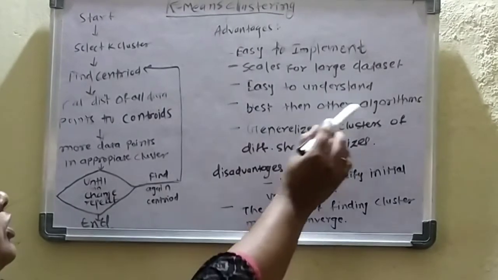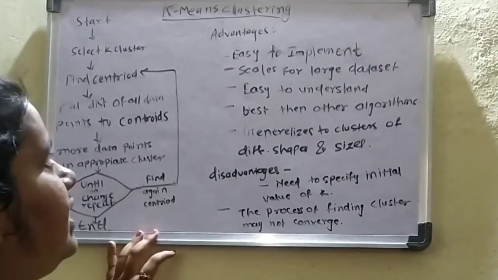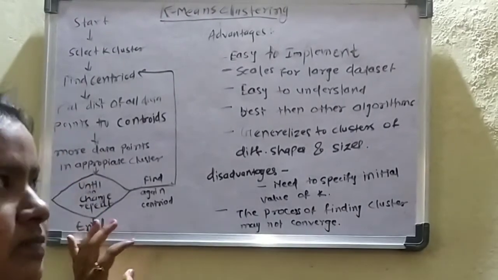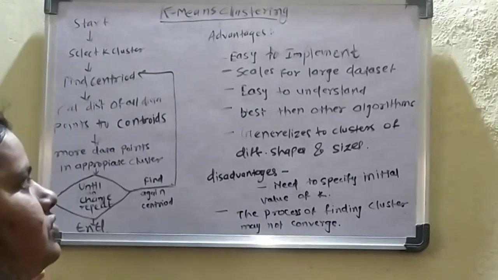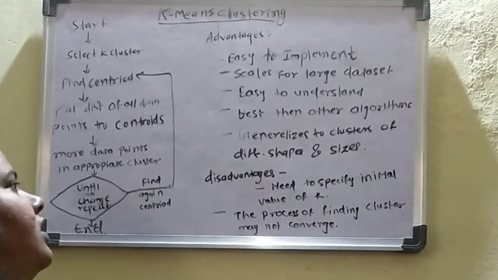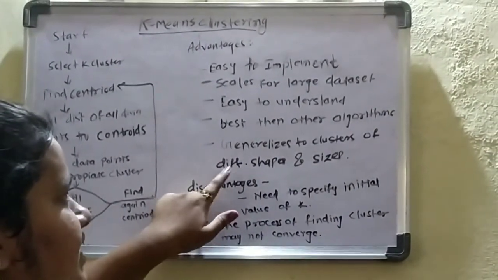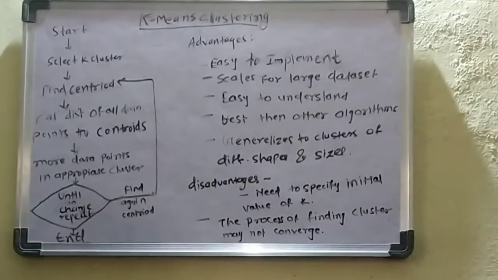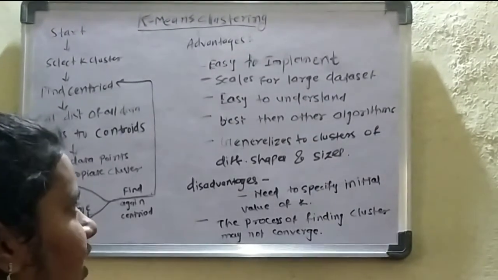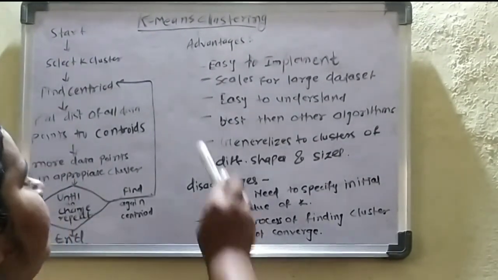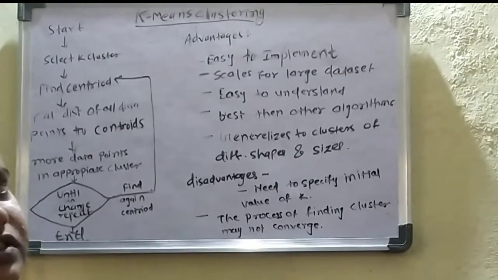It is better than the other algorithms. If we compare other clustering algorithms with K-means, it gives the best accuracy as well as the best performance and best understanding for the programmer as well as the user. So it is one of the best clustering algorithms. It generalizes clusters to different shapes and sizes. So different types of objects or data points can be classified or clustered together in different shapes and sizes by using the K-means clustering algorithm. These are some of the advantages of the clustering algorithm.